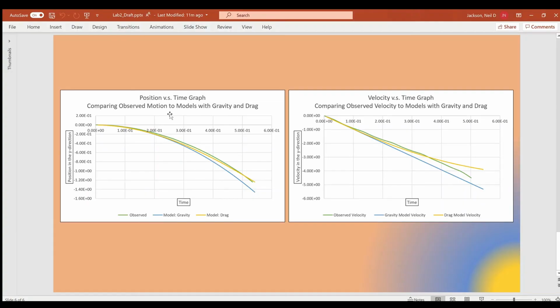I would like to conclude by stating how surprised I am to see how big an effect air resistance has on an object's motion. In becoming a mechanical engineer, it has been beneficial to learn about the importance of the drag force. Thank you for watching.